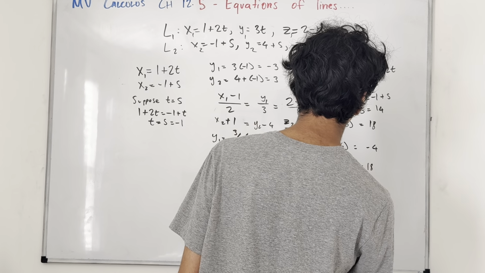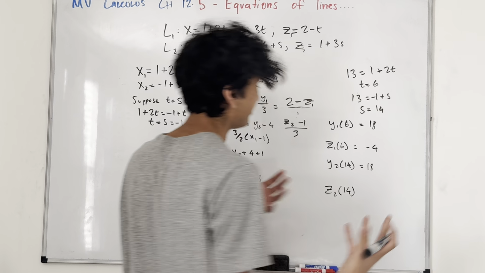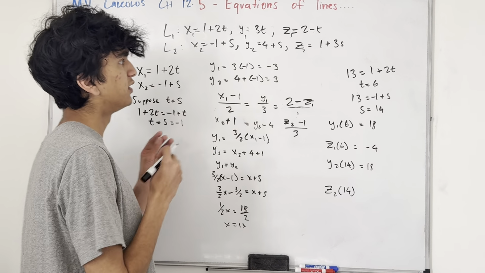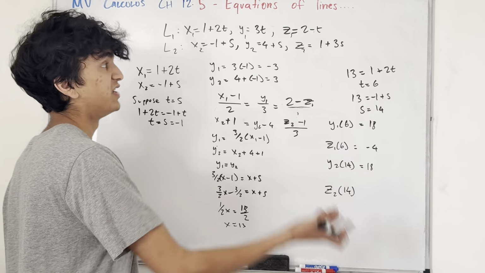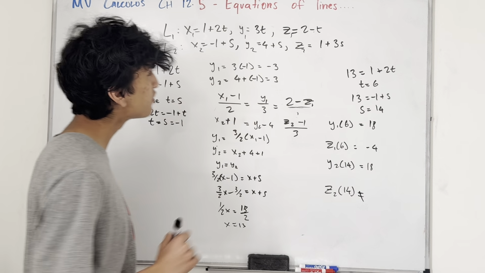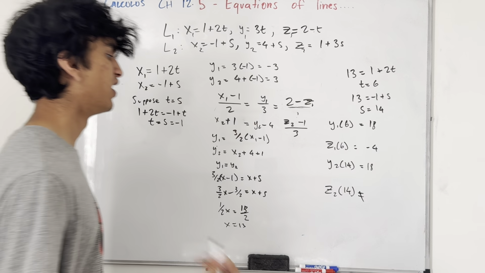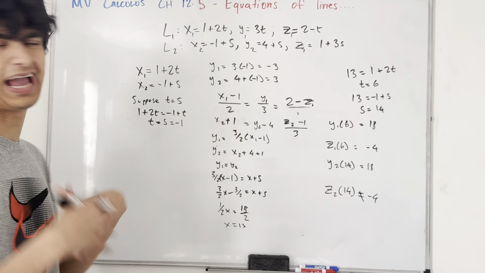But the main thing is z. z at s equals 14, 3 times s, shoot, it's not going to be negative 4, I'll tell you that much. It's going to be like 43 or something. Yeah, 43, I think. It's not going to be equal to negative 4. So they're not parallel. I guess I should have checked first.